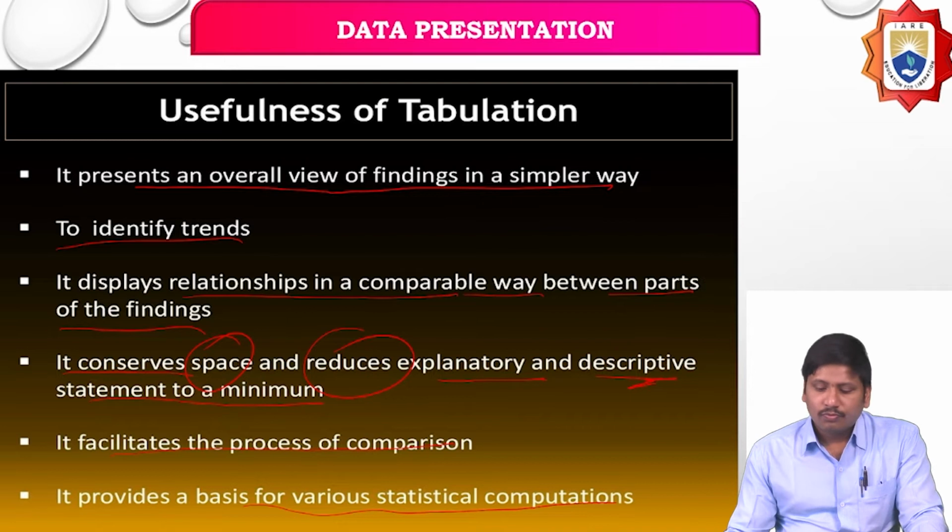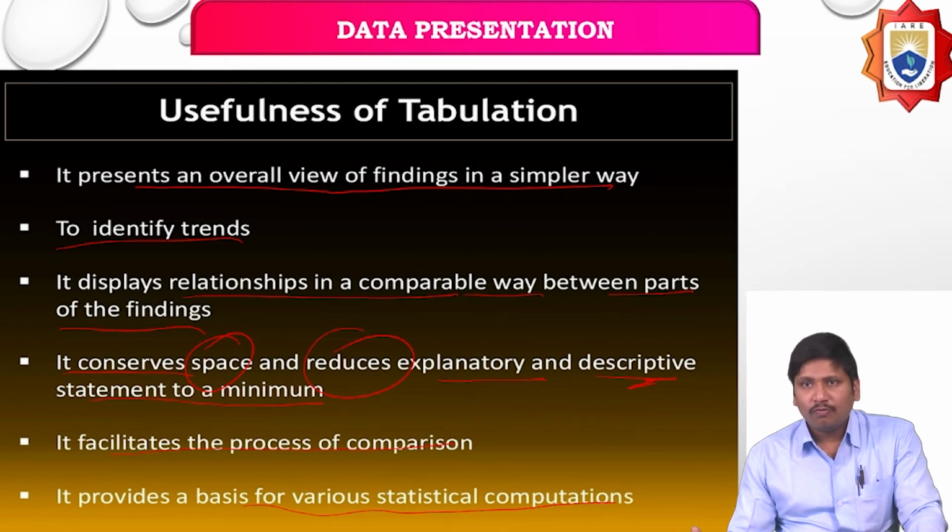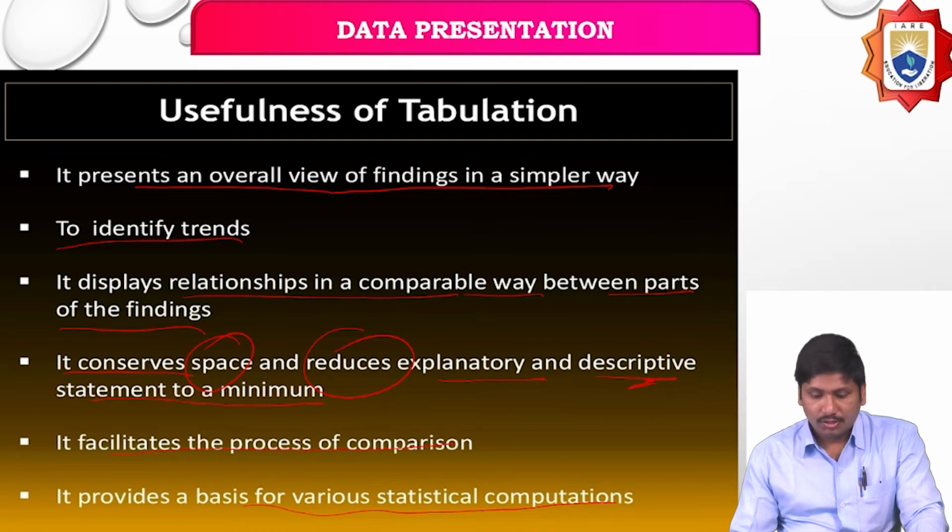So what is the usefulness of the tabulation? Tabulation should present the overall view of the findings in a simpler way, and we can easily identify the trends, and we can also display the relationship between the various parts of findings. It should also conserve space and reduce the explanatory and descriptive statements to a minimum, it should facilitate the process of comparison, and it should also provide a basis for various statistical computations.